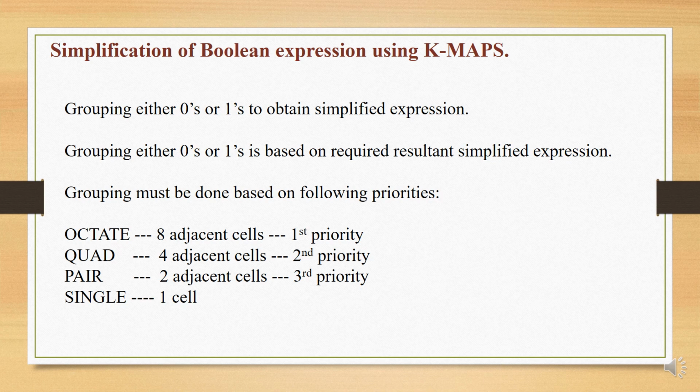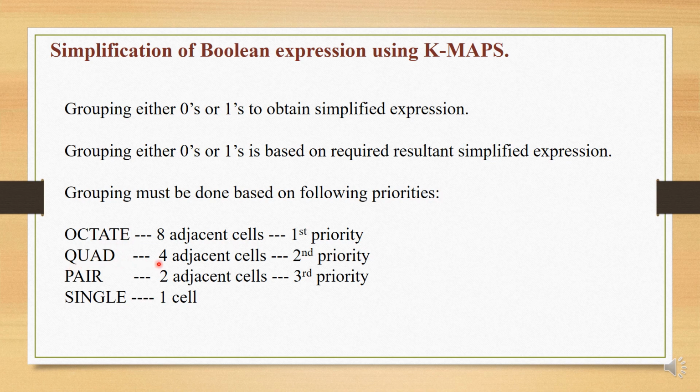Based on the required resultant simplified expression, we can either group logic 0 values in the K-map cells or logic 1 values in the K-map cells. This grouping can be done by the following priorities. The first priority is the octet, that is 8 adjacent cells. The octet is given the highest priority.